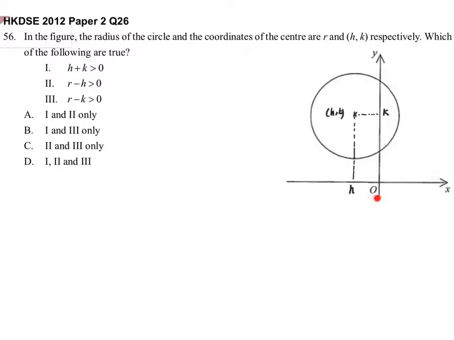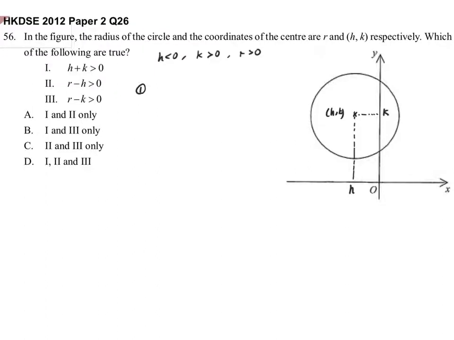Compared to O, H is on the left-hand side, so H should be negative. K is above O, so K should be positive. R is the radius of the circle, so R should be positive. After we determine whether H, K, R is positive or negative, we can check the statements one by one.